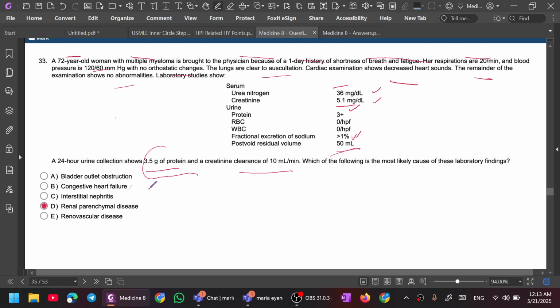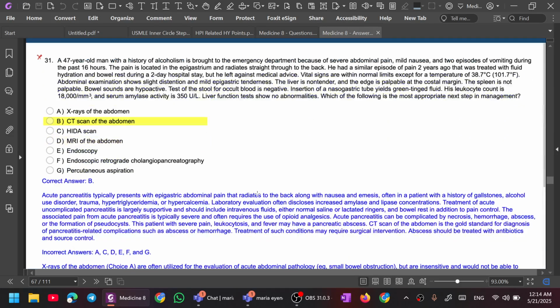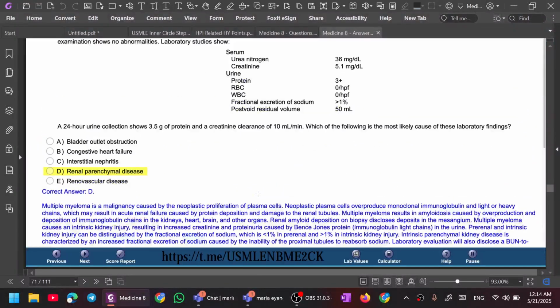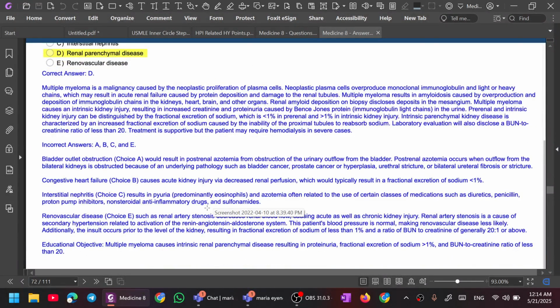Oh, true. Or there's hepatomegaly. Congestive heart failure is right heart failure, isn't it? So hepatomegaly and foot edema should be present. Okay, so it's renal parenchymal disease.